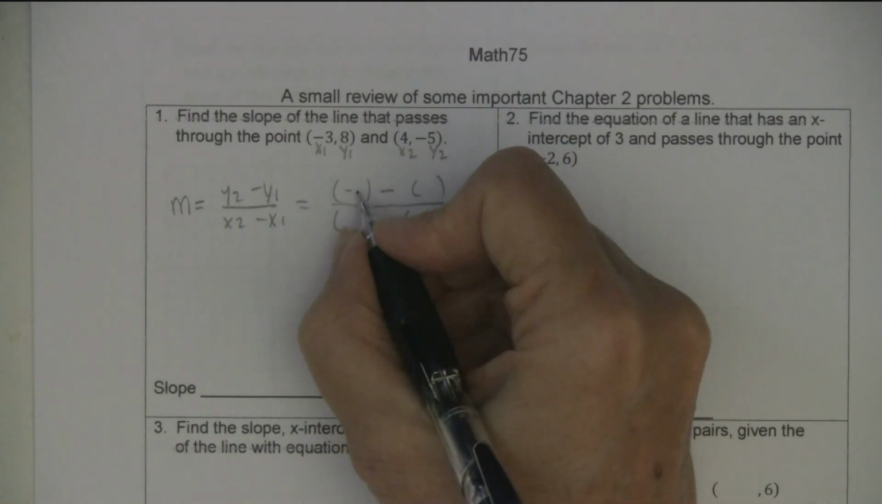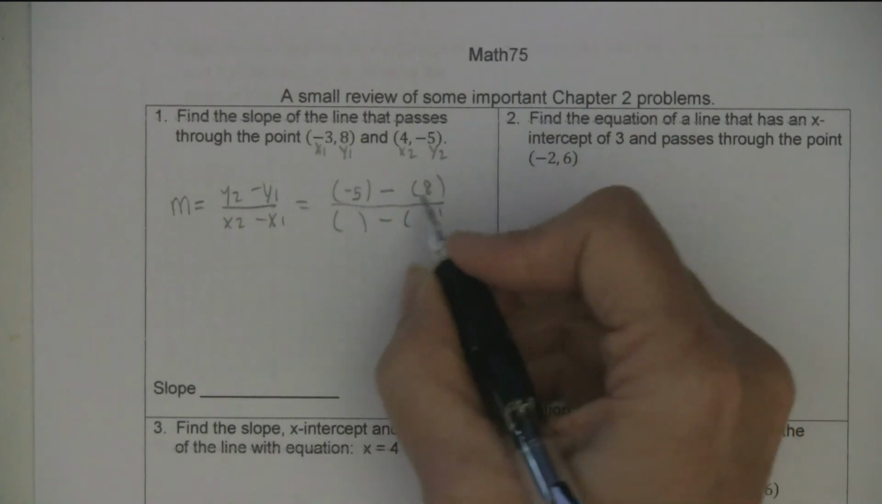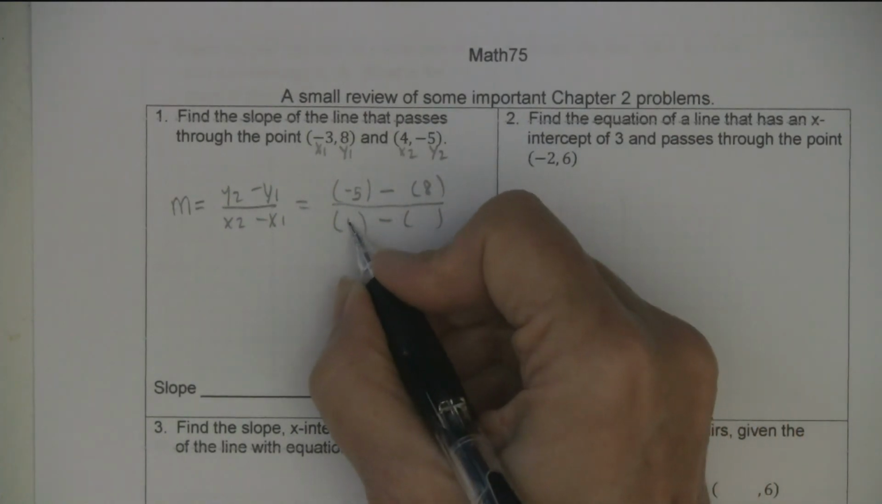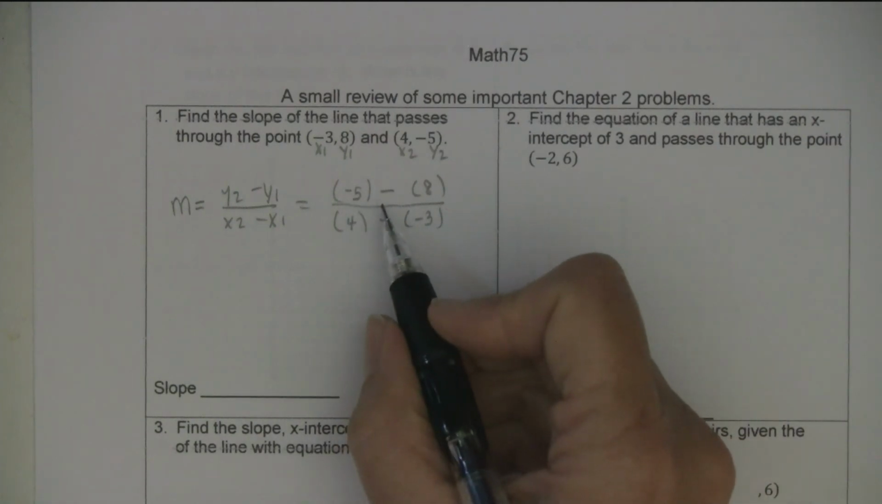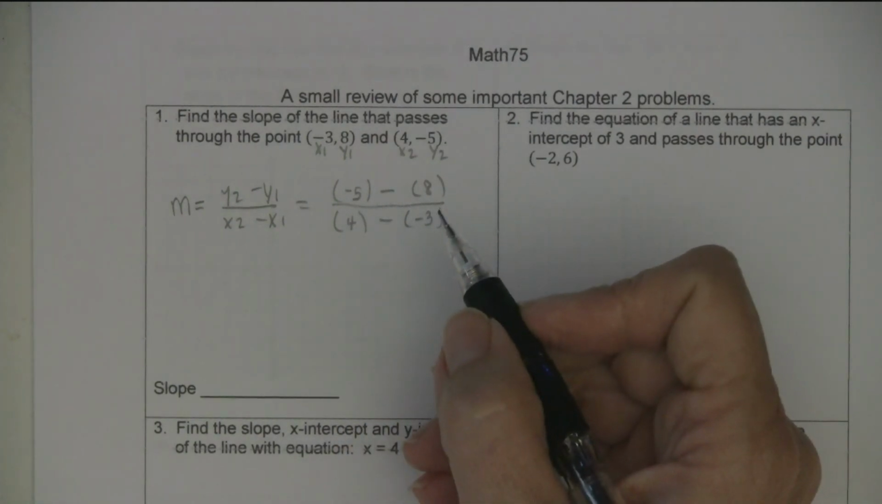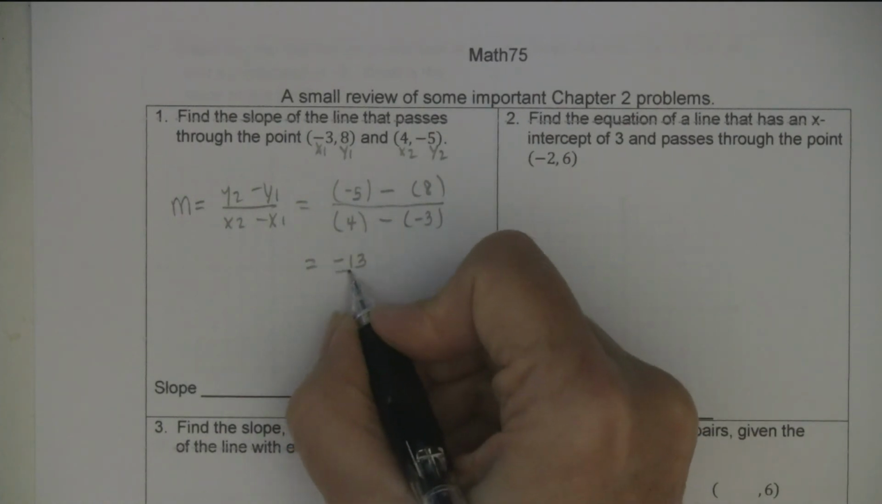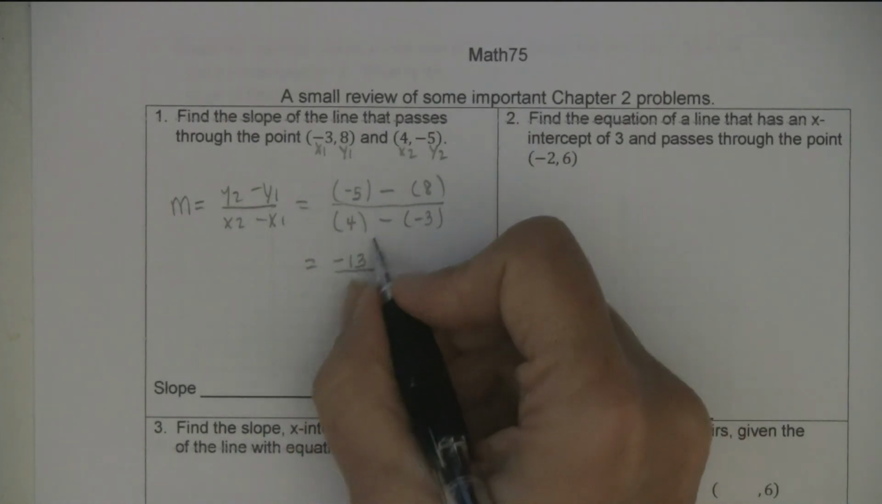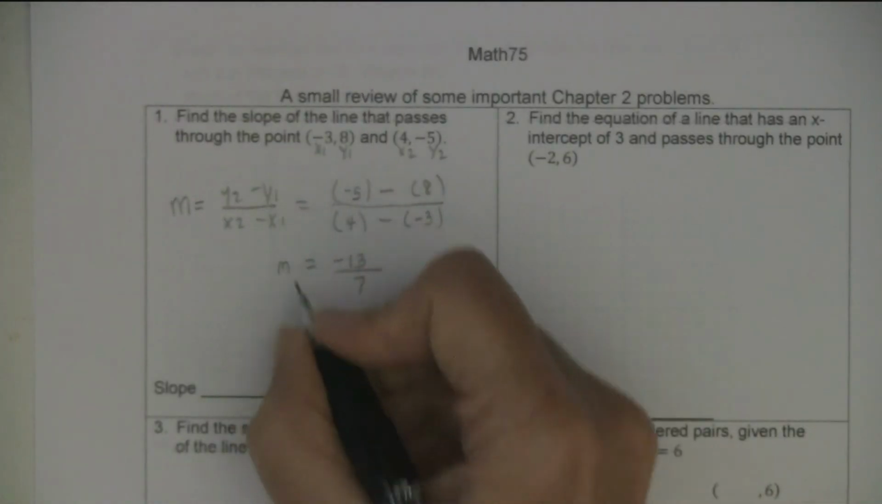So in here is going to go -5. In here is 8. In here is 4. And in here is -3. So that's, let's see, that's -13 in the numerator. And in the denominator is 7. 4 plus 3 is 7. So that's our slope.